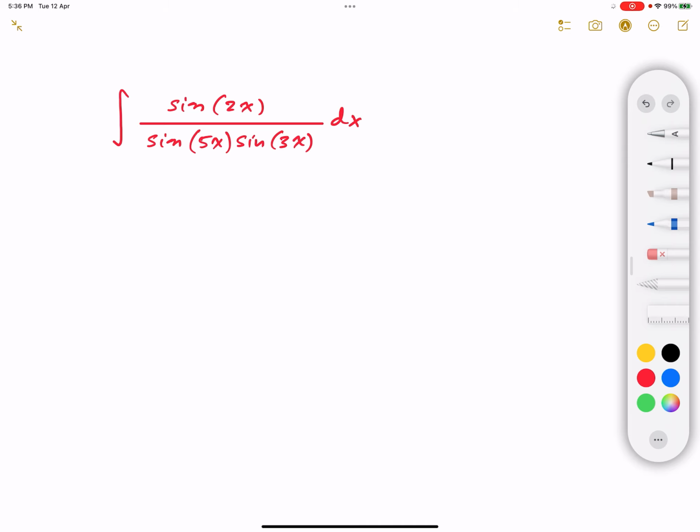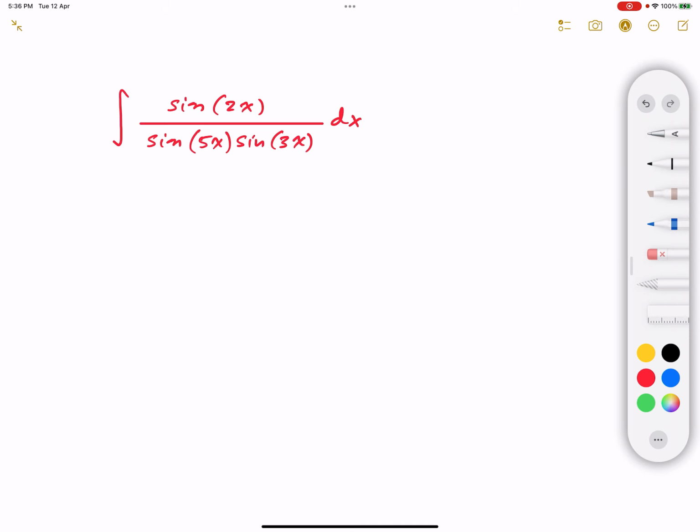In this video, I'm going to teach you how to solve this indefinite integral. What we have here is the integral of sine of 2x divided by sine of 5x multiplied by sine of 3x dx. You can think about different ways to solve this integral, but many ways are going to take you down a long path.